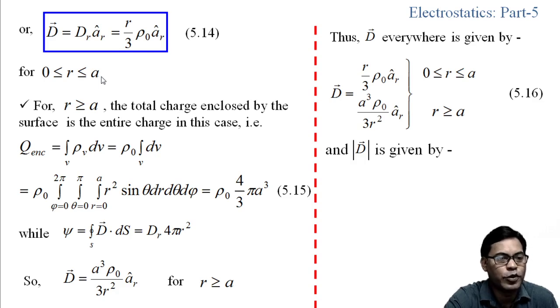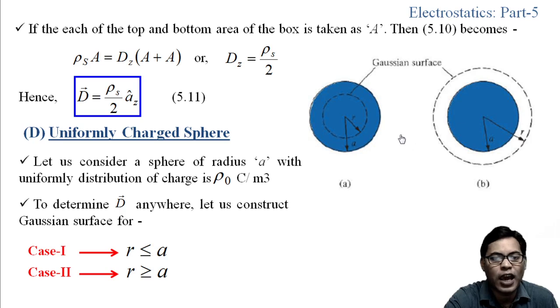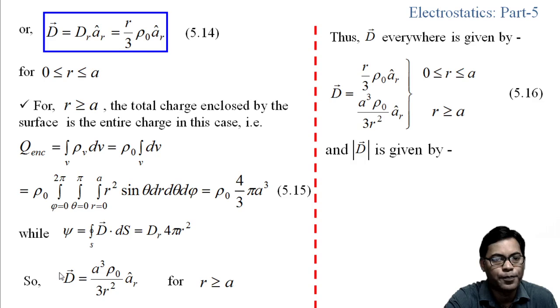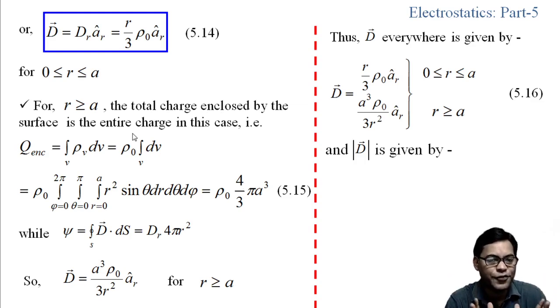Now the second case we will consider is r greater than or equal to a. Here you can see that r is greater than a because we have drawn the Gaussian surface outside the sphere. So this radial distance of the Gaussian surface, again, we have considered as small r. Now case 2, r greater than or equal to a. Here the total charge enclosed by the surface is the entire charge placed in the sphere, that is Q. Q enclosed equals the volume integral of rho v dv.